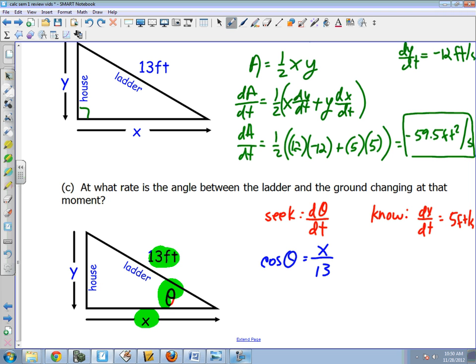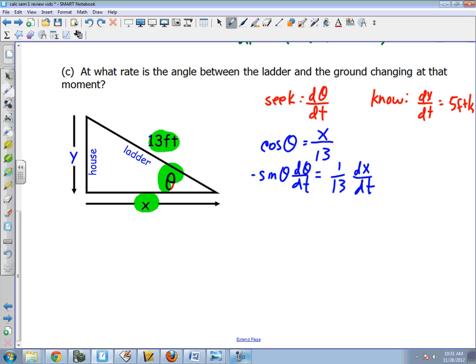So I'm going to take the derivative implicitly. The derivative of cos theta is going to be negative sine theta, but the chain rule says I have to take d theta dt, which again, that's what I'm looking for. And then the other side, I have the derivative of x over 13, which is just going to be 1/13. But the chain rule says, again, I have to take the derivative of x with respect to t. So now you get to this point, and you're like, okay, I know dx dt, but I don't know theta at the given moment. All right, I can find that, though.